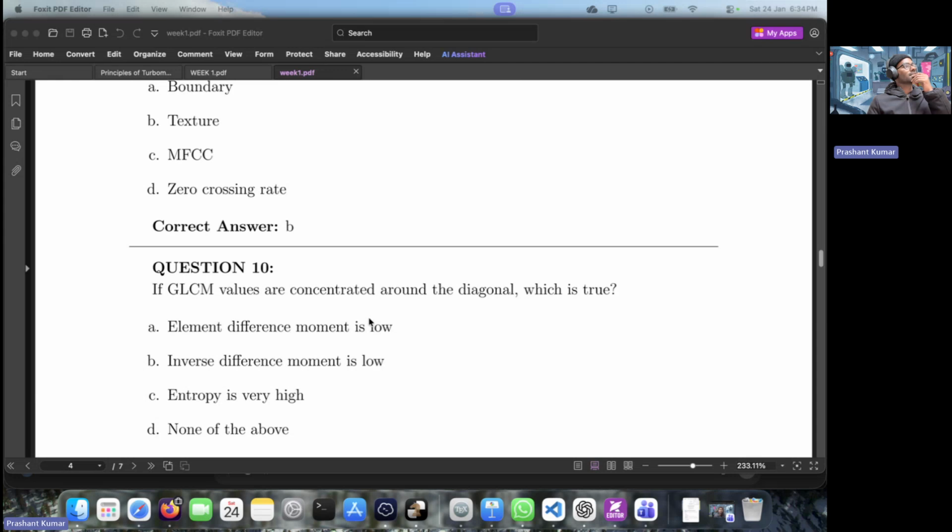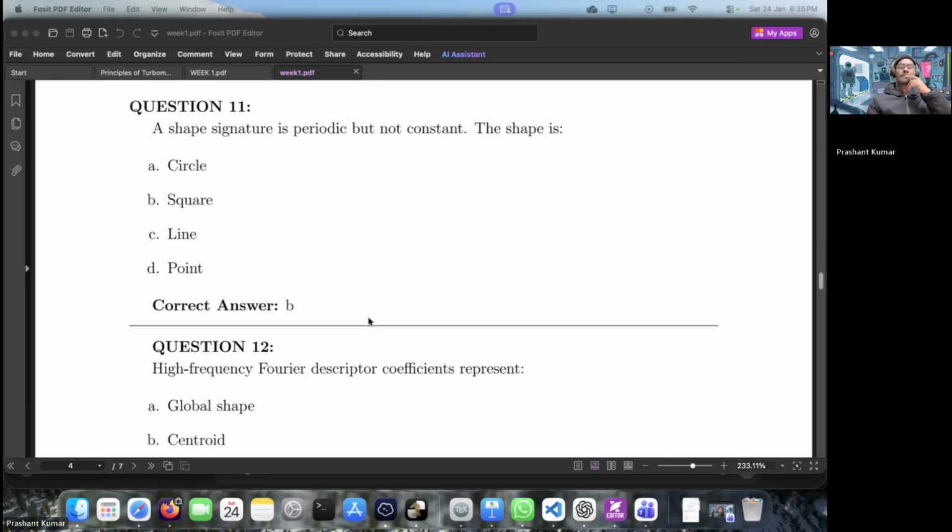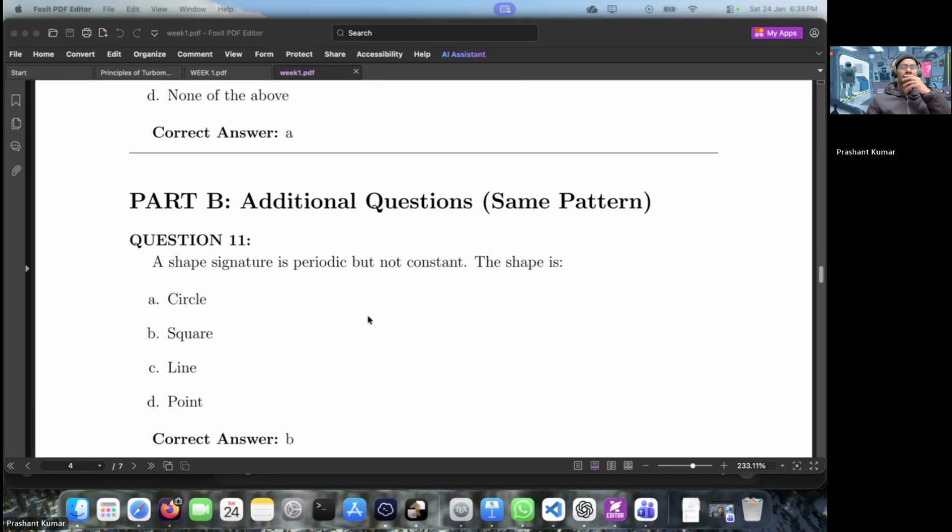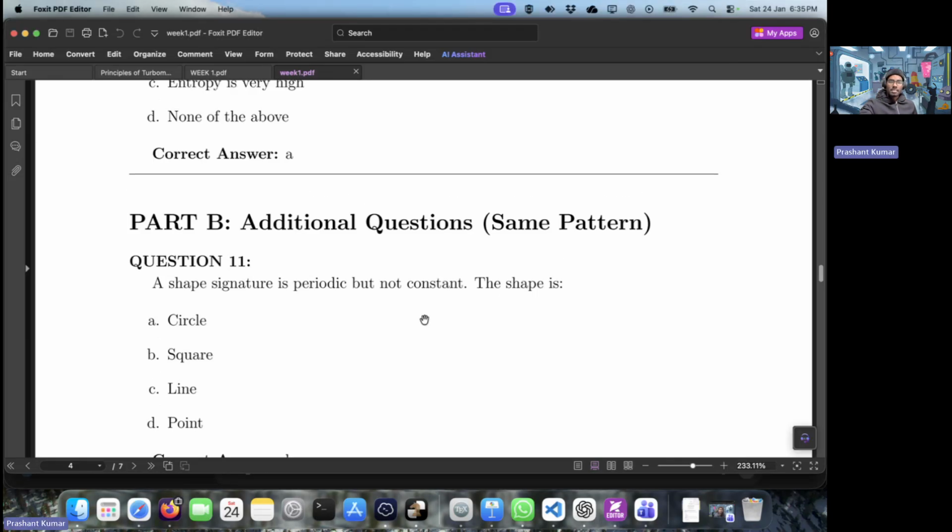The option element difference moment, basically the summation of ij to the power k is low, right? Yeah. Then I have prepared some other questions. So in this section, we will discuss some more questions. So let's see.